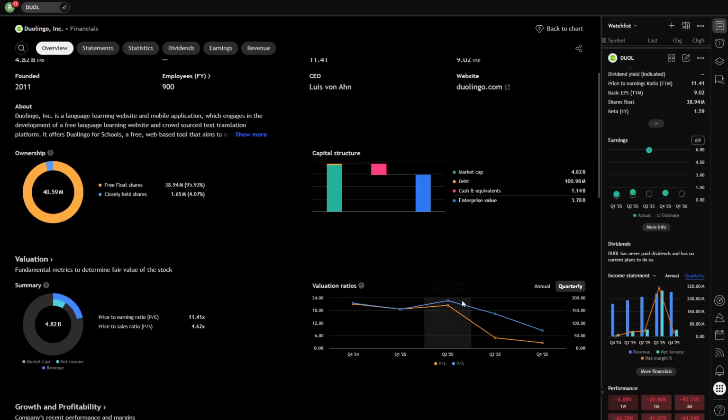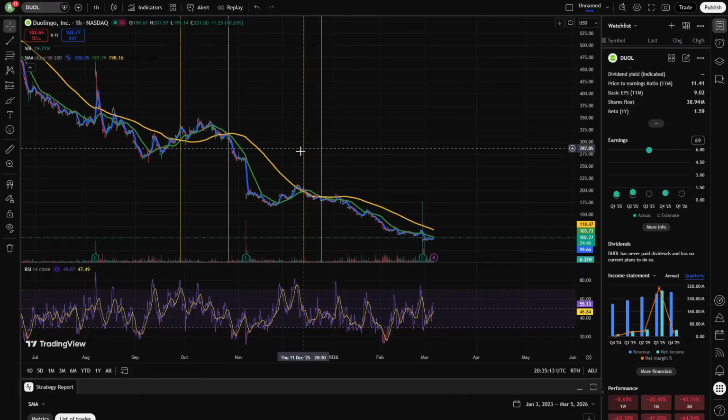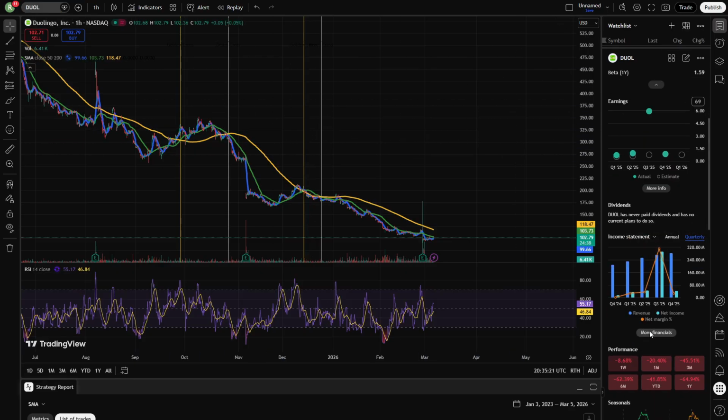Now, if we look at their valuations, let's just take 2024, the price earnings was 172, and in 2025 ending, it was 20.48, and currently it is much lower. Now, I don't own any Duolingo stock, but at this valuation, I think it's actually a very, very cheap stock, as it is by far the biggest language app in the world. And if you don't know what Duolingo does, well, it's an app where you can learn languages, and they have over 130 million active users a month.